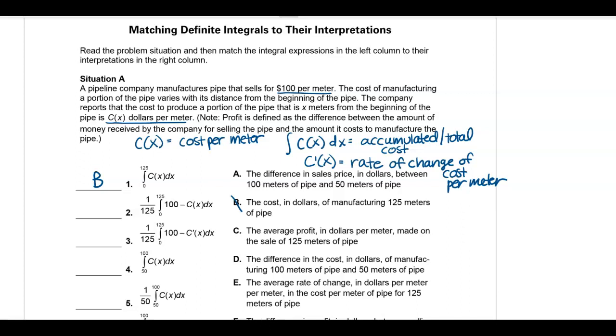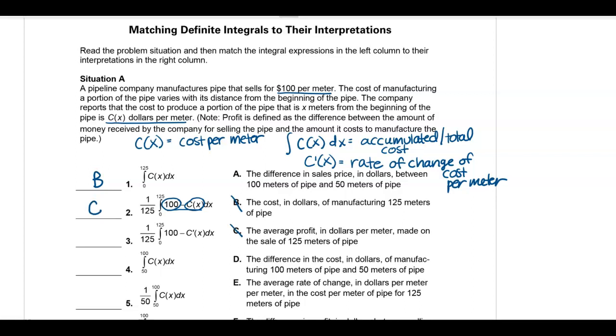If we look at number 2, let's see, 1 over 125, and the limits are 0 to 125. That looks like an average, right? An average value. So what is this value we're finding the average of? Well, it's going to be profit, right? Because it's going to be $100. So if we integrate that, we'll get the amount of sales, or the amount of money you receive. If you integrate C of X, you get cost. So that's going to be the average profit. So C.